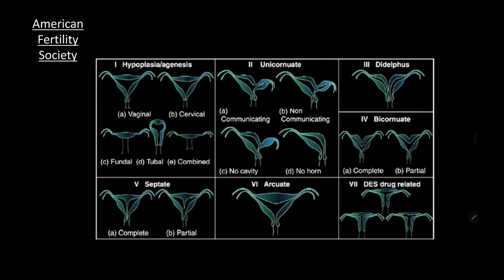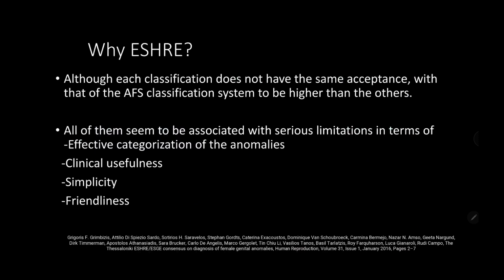So this classification system was used for many decades. It was quite simple. It was accepted widely. So why was there a need to create a new classification system? Well, although the acceptance rate of the American Fertility Society classification was very high, it still had some serious limitations. One of the important ones is that it classified anomalies into compartments, and according to the AFS, these compartments do not overlap. However, in reality, this doesn't occur.